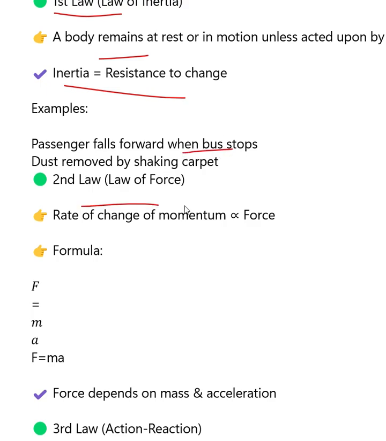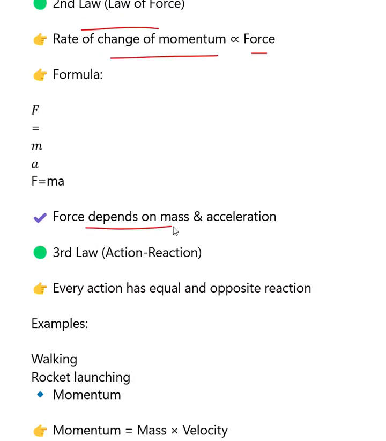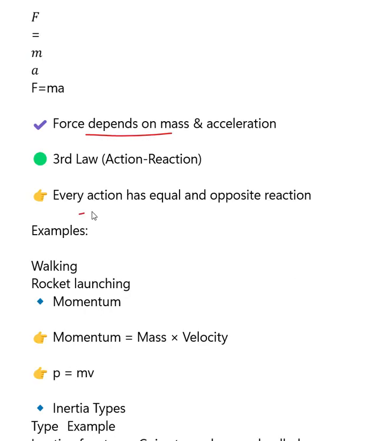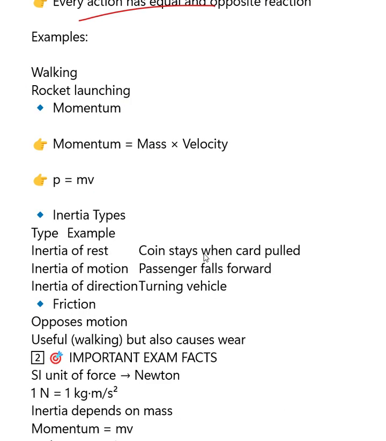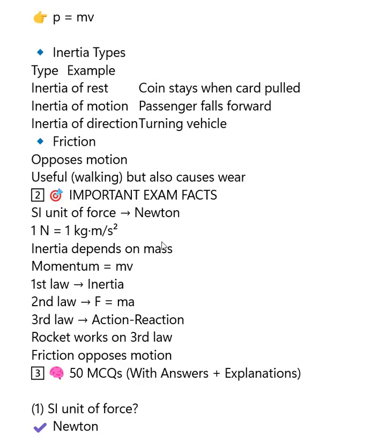Second law is your rate of change of momentum is directly proportional to the force. Formula F is equal to ma. Force depends on the mass and the acceleration. Third law is action reaction. Every action has an equal and opposite reaction. Example, rocket launching. Momentum is equal to mass into velocity. Inertia types: inertia of rest, inertia of motion, and inertia of direction. Inertia of rest, when a cart is pulled, the passenger falls forward; that is inertia of motion. Inertia of direction, turning vehicle.